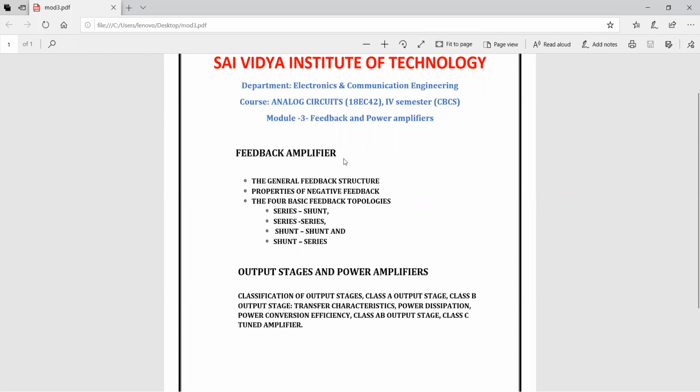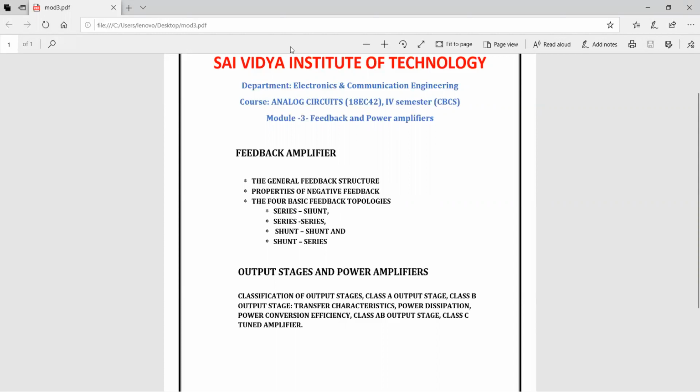In feedback amplifiers we'll be studying the general feedback structure along with properties of negative feedback and also the four basic feedback topologies. And in output stages and power amplifiers, we'll study the classification of output stages, class A, class B output stage, transfer characteristics, power dissipation, power conversion efficiency, class AB output stage, and class C tuned amplifier. So first, let's study the feedback amplifiers.